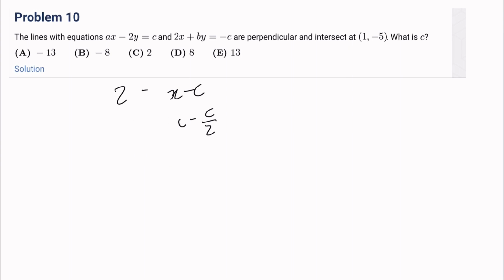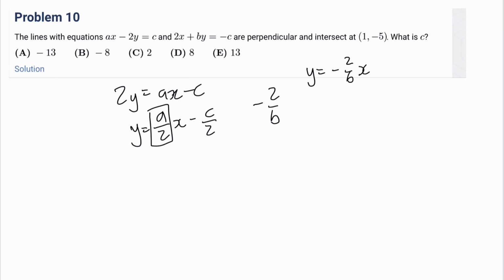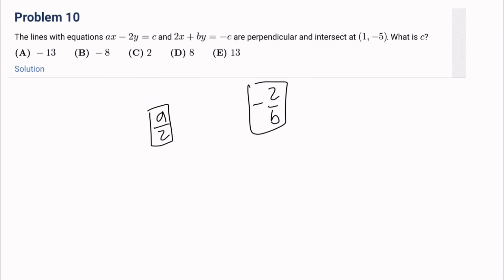The slope is a/2, and for this one, the slope is -2/b, because if you want to turn that into another equation, y equals -2/b x and then minus c/b, right? And so this is the slope for those 2 equations, and so we don't need these. And these 2 are negative reciprocals.